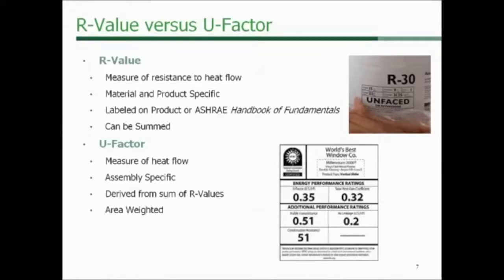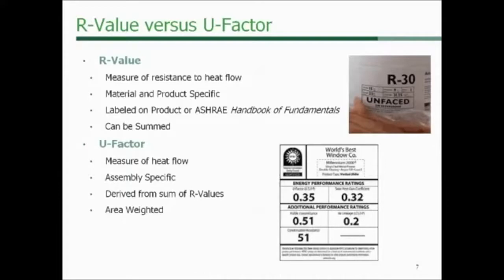What's nice about the R value is it can be summed. Resistances can be summed. So if I put one insulation layer on top of another insulation layer, those R values get summed up. Since the heat has to flow through one resistance to another resistance, it's an additive effect.